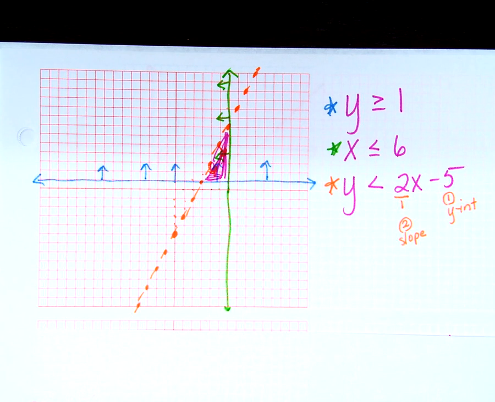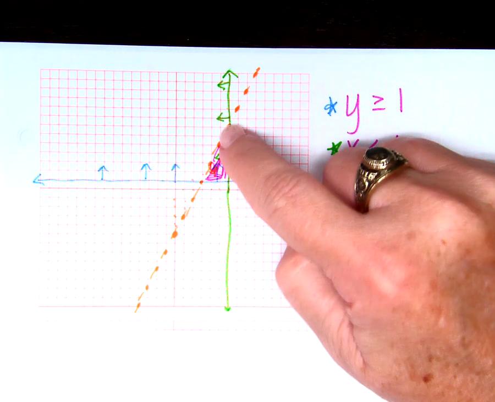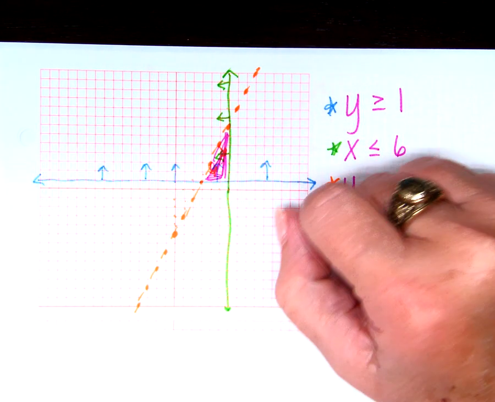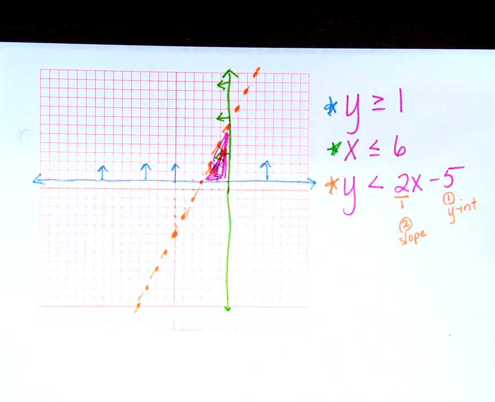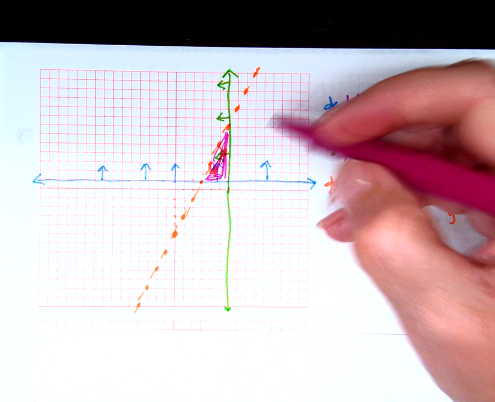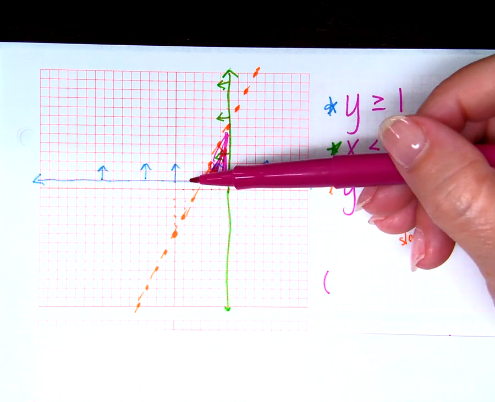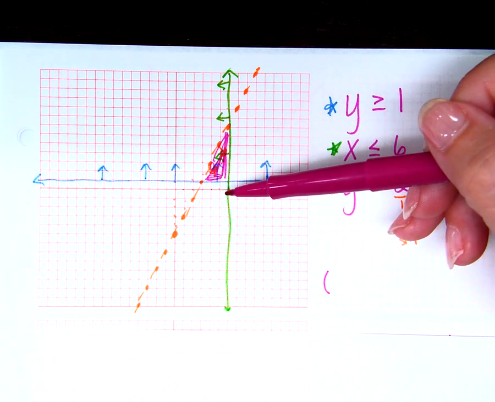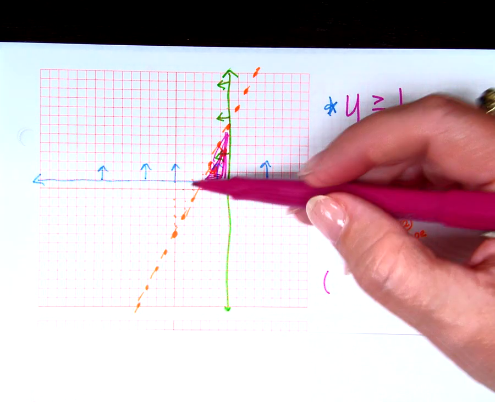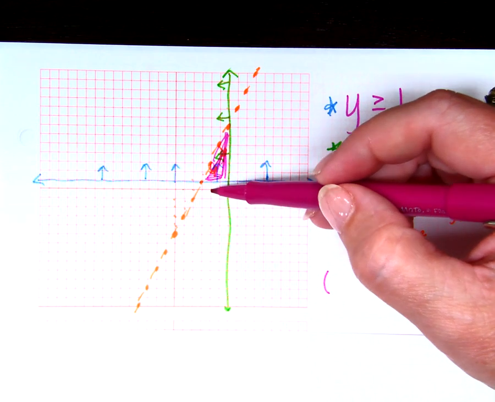But this is a trick question, so think about it before you answer. How many solutions do I have to this system? Yes, I have an infinite number of solutions. Now, does it seem logical that I have a finite space, but I still have an infinite number of solutions? That's kind of weird to think about, isn't it? Somebody tell me one possible solution to this system.